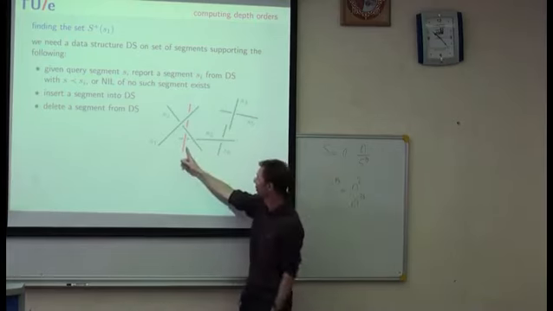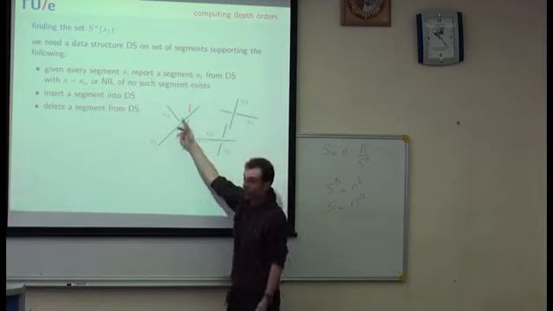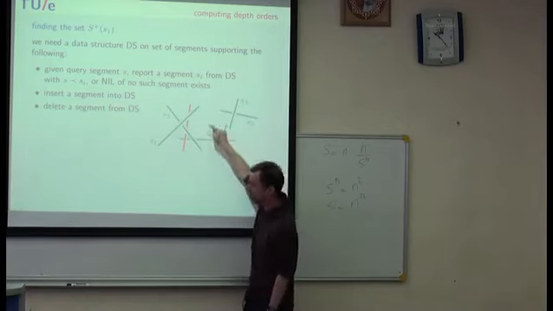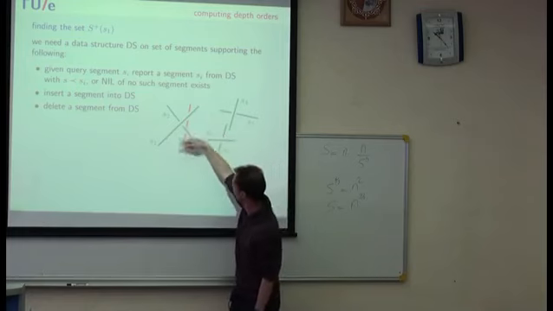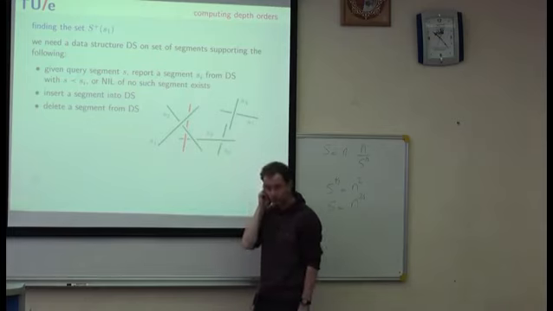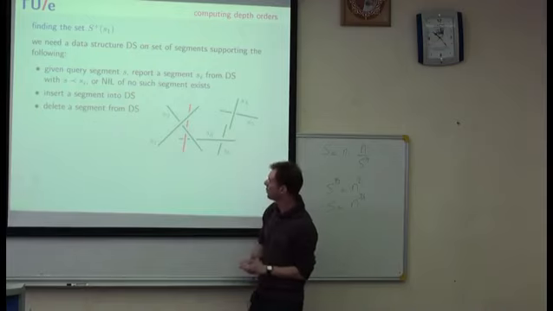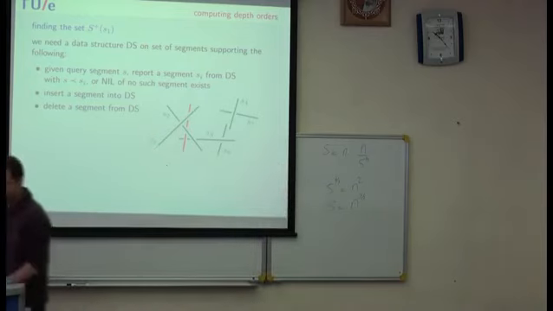So here, which ones could it report? Well, S1 or S2. It should not report S3, because S3 is behind, and I want something that is actually in front of S. So it should be able to answer this query, and I want the data structure to be dynamic, so I want to be able to insert and remove segments.